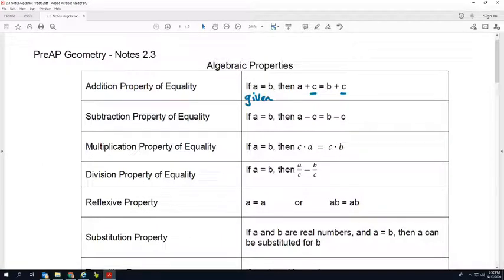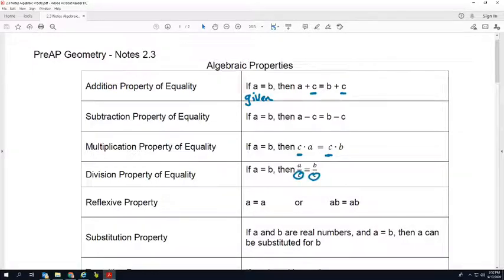All right, the multiplication property, if A equals B, and you multiply the same thing to both sides, so you multiply C to both sides, then it's still equal. The division property says if you start off with A equals B, and you divide both sides by the same thing, it's still equal.